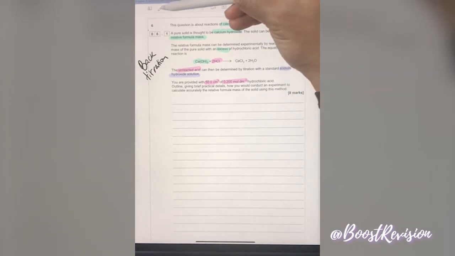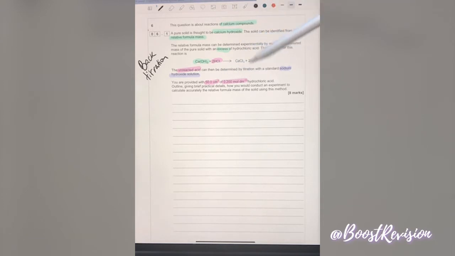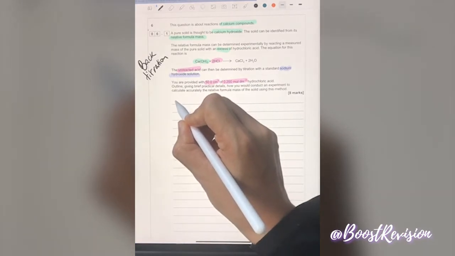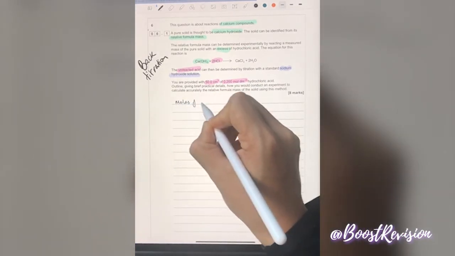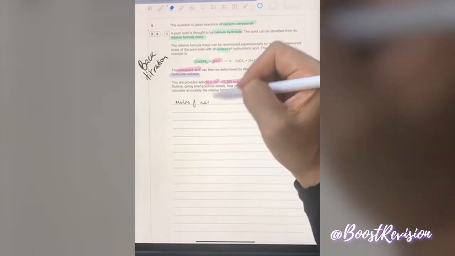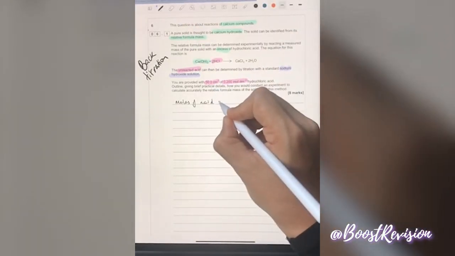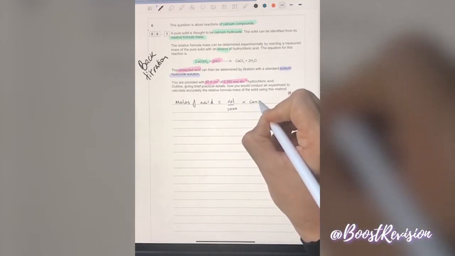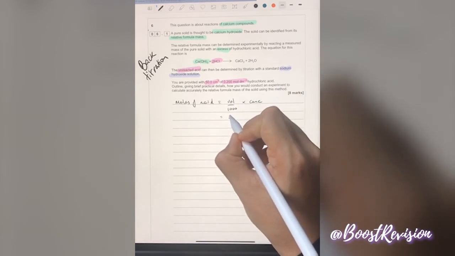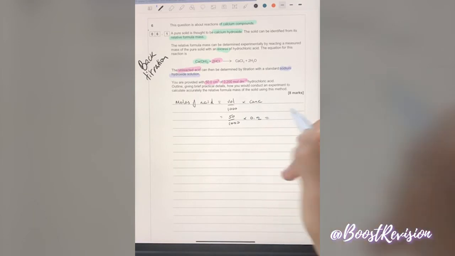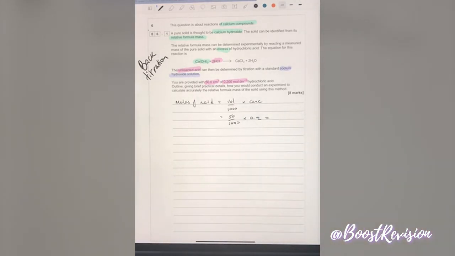So the only thing we know in this question is the amount of acid. We have the volume and concentration of the acid. So we can work out the moles of the acid by doing volume in decimetres cubed, so divided by 1,000, times by concentration. So that's going to be 50 over 1,000 times by 0.2, and that will give us the moles of the acid that we actually had at the beginning.